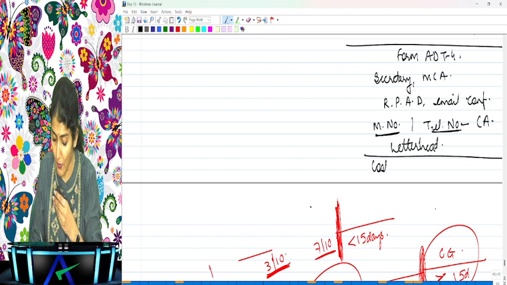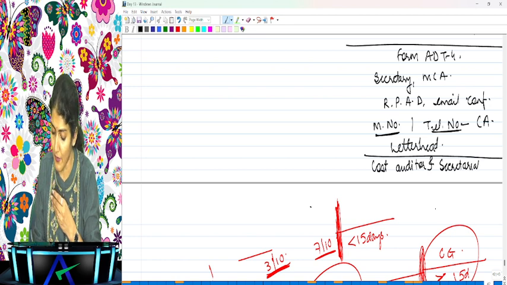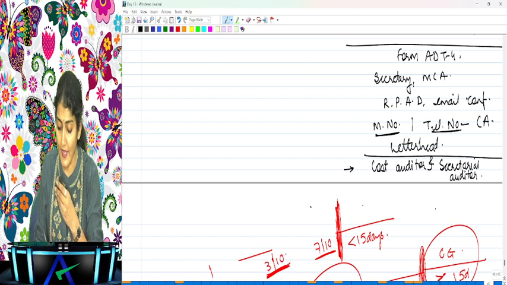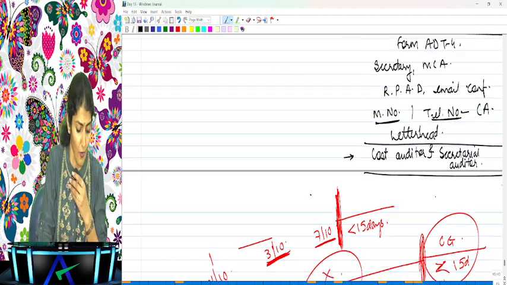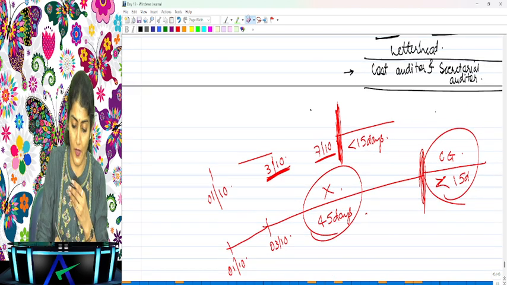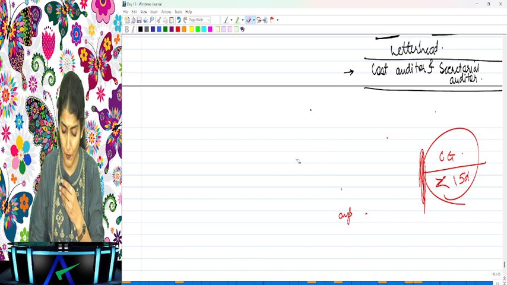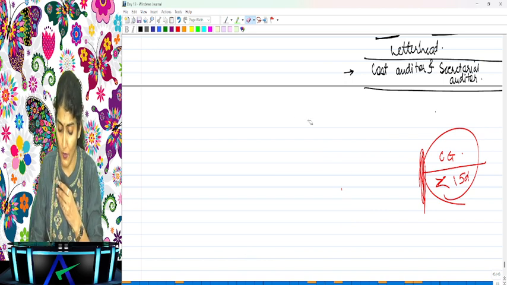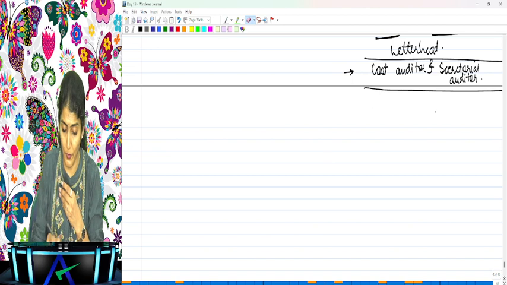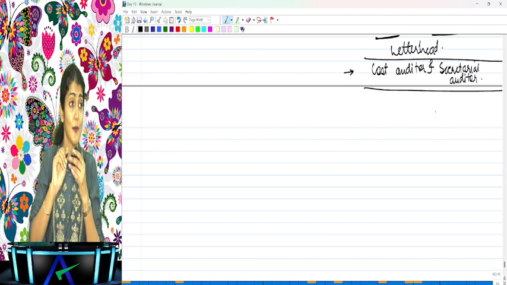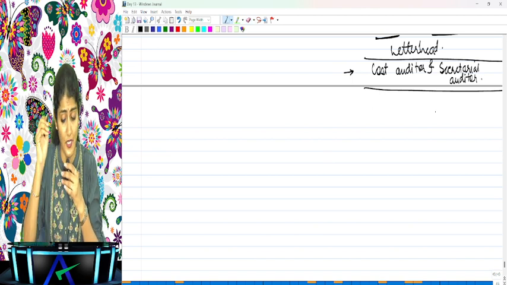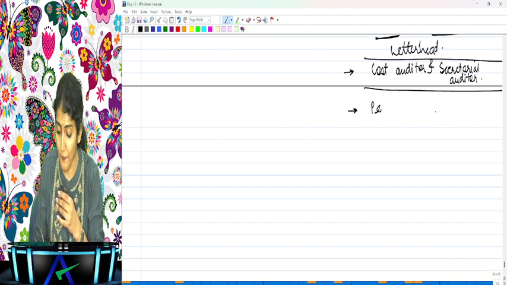These provisions are also applicable to the cost auditor under section 148, and also applicable to the secretarial auditor under section 204, mutatis mutandis, that is, as it is. So if the cost auditor comes to know of fraud, does he need to report to CG? Yes. Secretarial auditor comes to know of fraud, does he need to report to CG? Yes. Branch auditor comes to know of fraud, does he need to report to CG? Yes. And what is the penalty if you don't report?